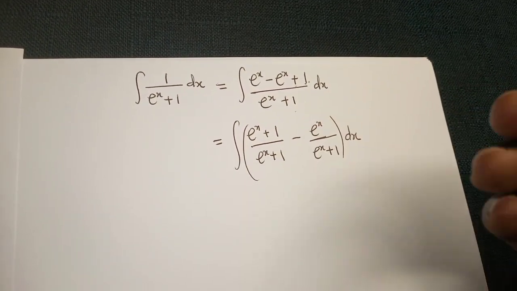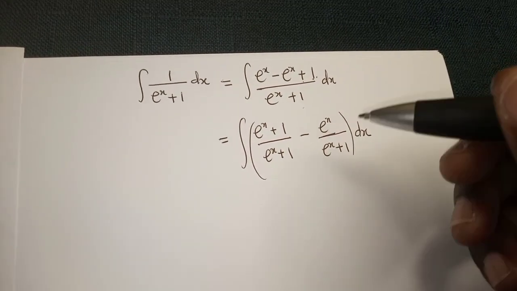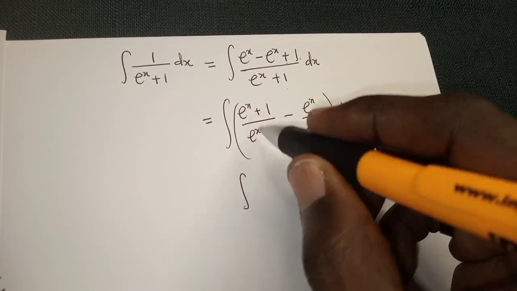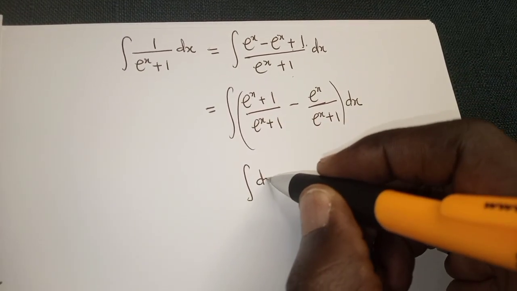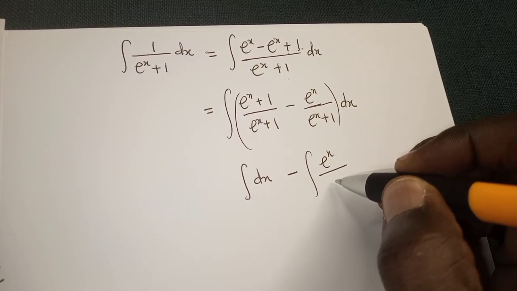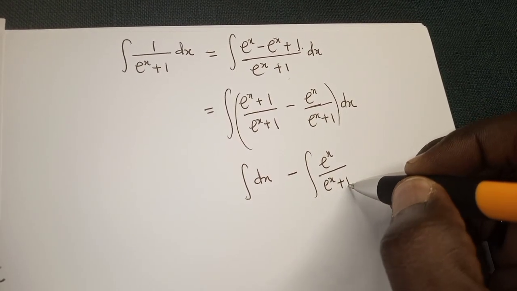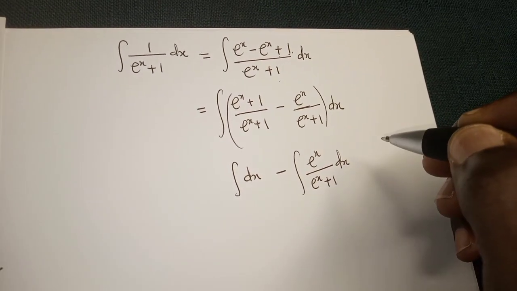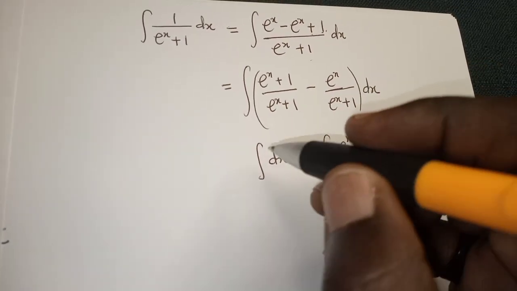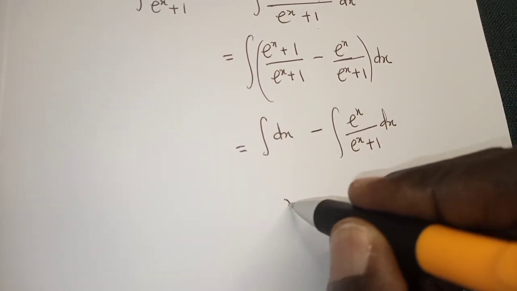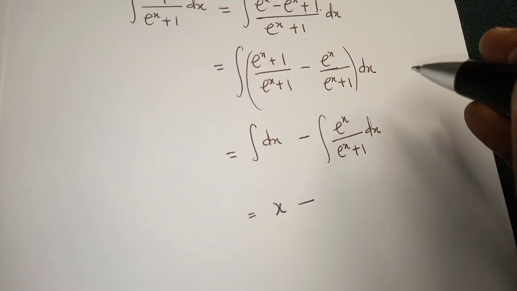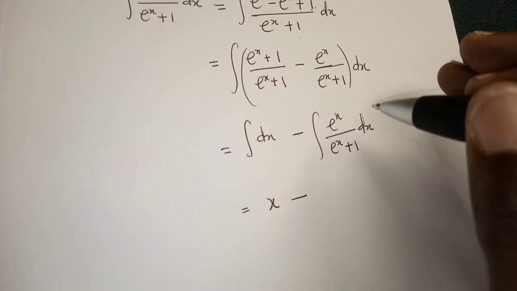Then we further simplify before we integrate. So we have this be 1, so that will be the integral of 1 times the dx, so dx, minus the integral e exponent x on e exponent x plus 1 dx. Now the left hand side is easier for us to integrate, so that is not a problem. So we have x minus, then the right hand side is what we need to simplify now.